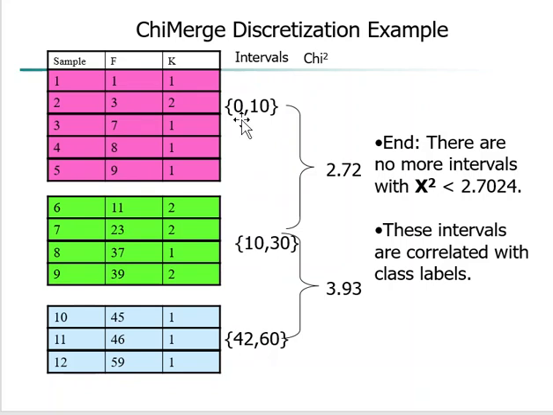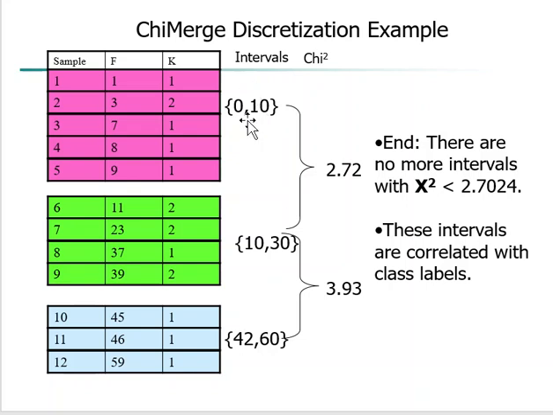So values between 0 and 10 are going to fall into bin 1. 10 to 30 are going to fall in bin 2. And between 42 and 60 will fall into bin 3. How are you going to label these bins? What are the new values in the discretized result? It depends on your task.